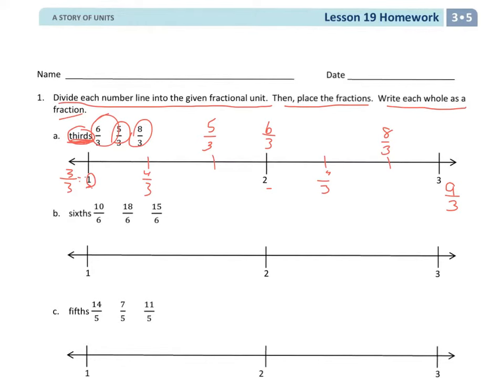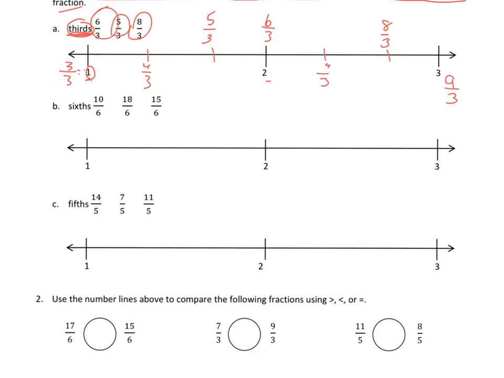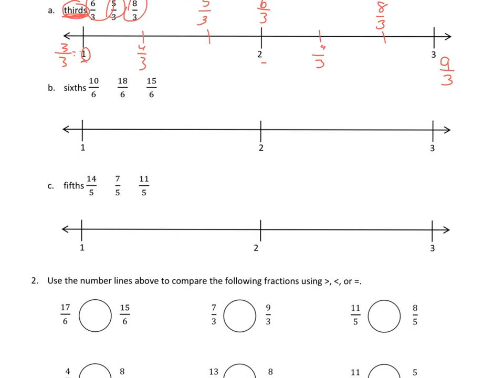So let's take a look at the next one down. And this one is sixths. So I have to break between 1 and 2. Between each whole number, I got to break it into sixths. And the same thing between the next set of whole numbers, which is 2 and 3.